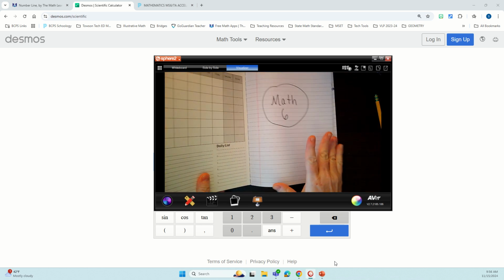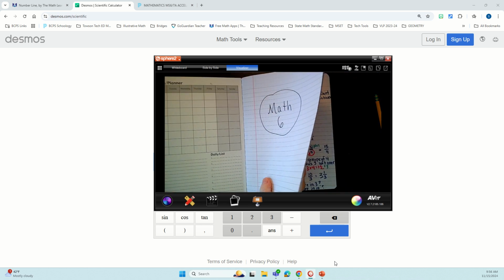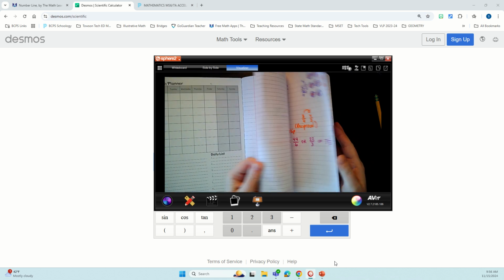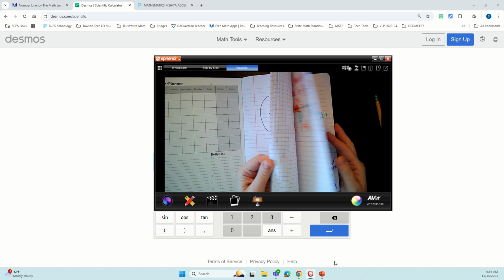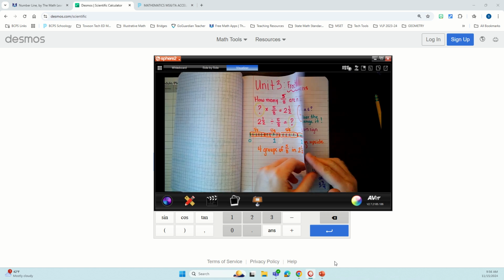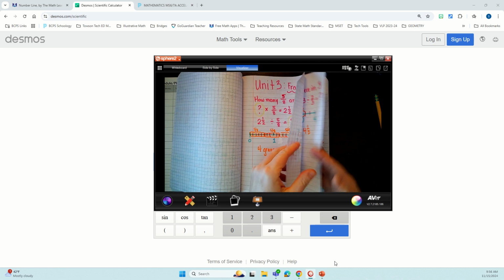And I just want you to know that we take notes in class. So if your student does not have a journal and is not taking notes, that could be a problem. So make sure that they are putting notes in their journals, because we have done how to use a number line to divide fractions. We've done a couple of those problems.